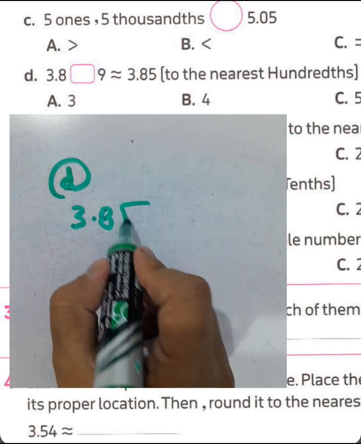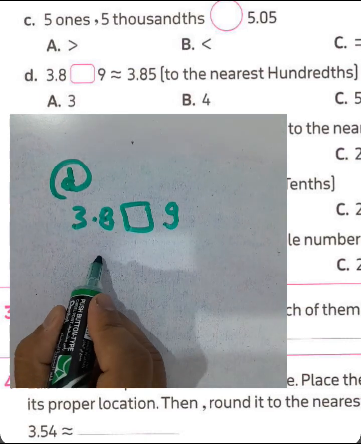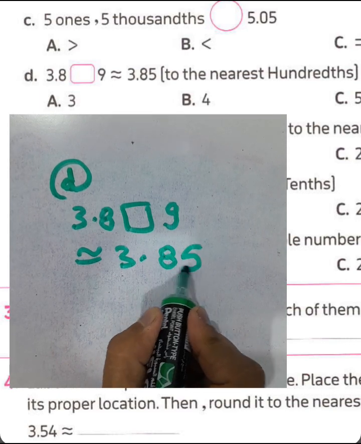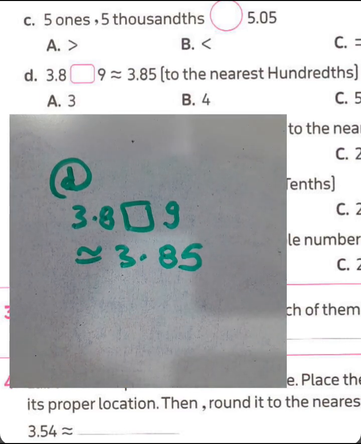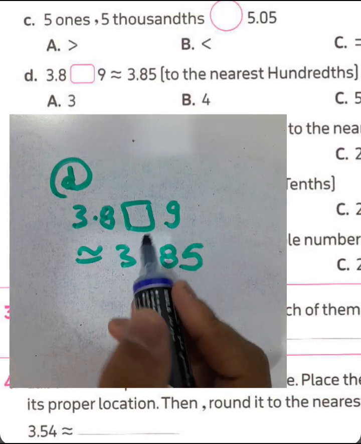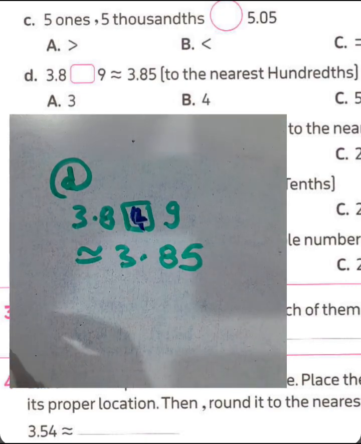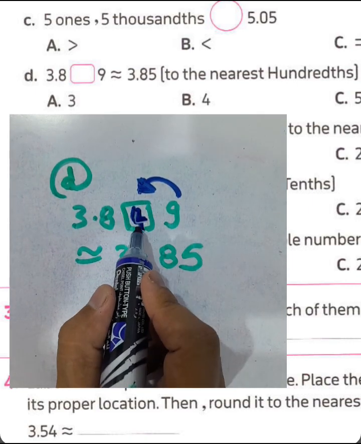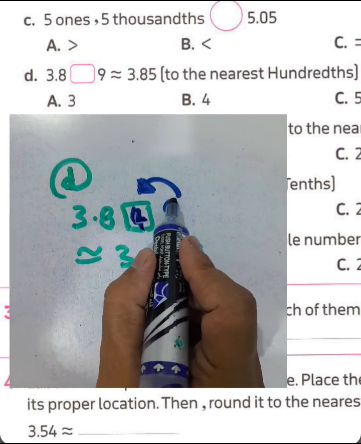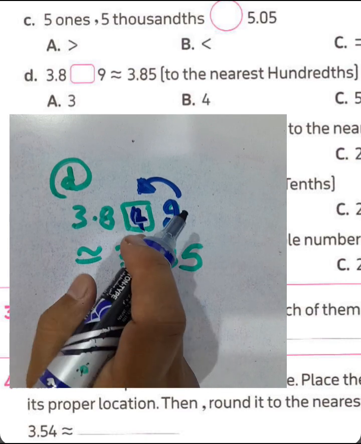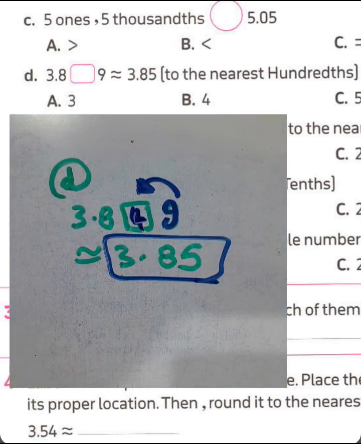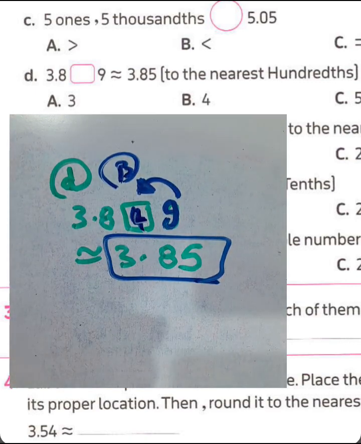Question letter D. 3.8 and 9, approximating to be 3.8 and 5. This number must be what? Must be 4. We must write 4 in this space because 9 can give 1 to this number. 9 we call it a rich number. Give 1 to this number, 4 will be what? 5. Then the result will be 3.85. Then you must choose letter B for question letter D.